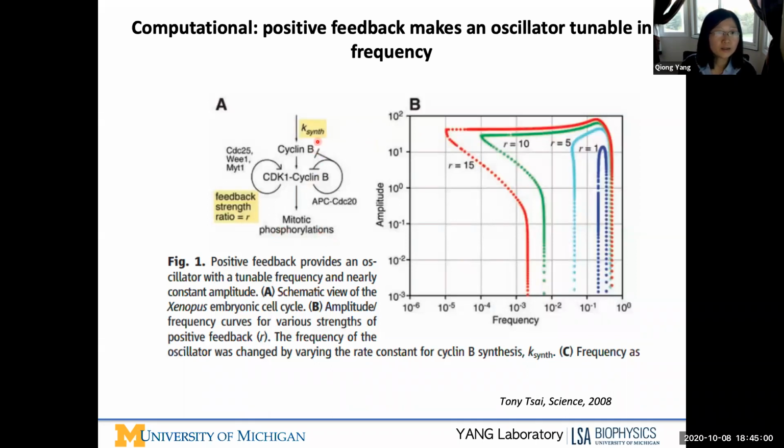So here what they look at is specifically the cell cycle circuit. And they wonder if the positive feedback strength can allow the change of the tunability. And based on the computational results, they found that, so R here is the positive feedback strength, the higher the positive feedback, the larger the region you can tune in frequency without changing too much of the amplitude, which is related to the physiological range. So that is what they call the frequency tuning for the clock.